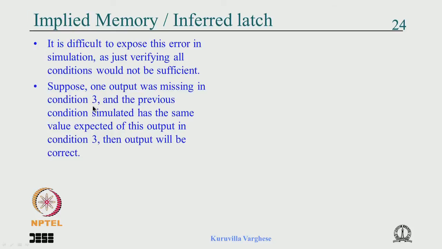before condition 3 you have simulated condition 2, for which this missing output had the same value. Say you are expecting some value in condition 3. Suppose the test vector you simulated just before condition 3 is condition 2, and suppose condition 2 and condition 3 have the same output as far as this particular one is concerned, then the output will be correct, absolutely correct.